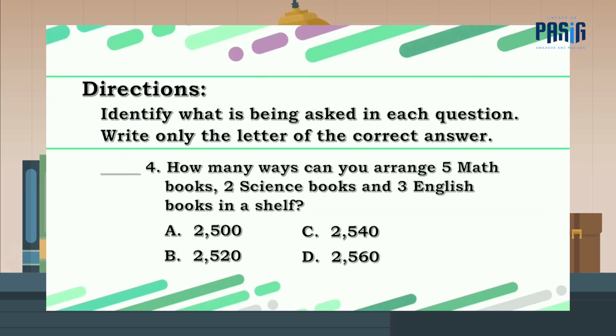And number four, how many ways can you arrange 5 math books, 2 science books, and 3 English books in a shelf? A, 2,500. B, 2,520, C, 2,540, and D, 2,560. The correct answer is letter B.